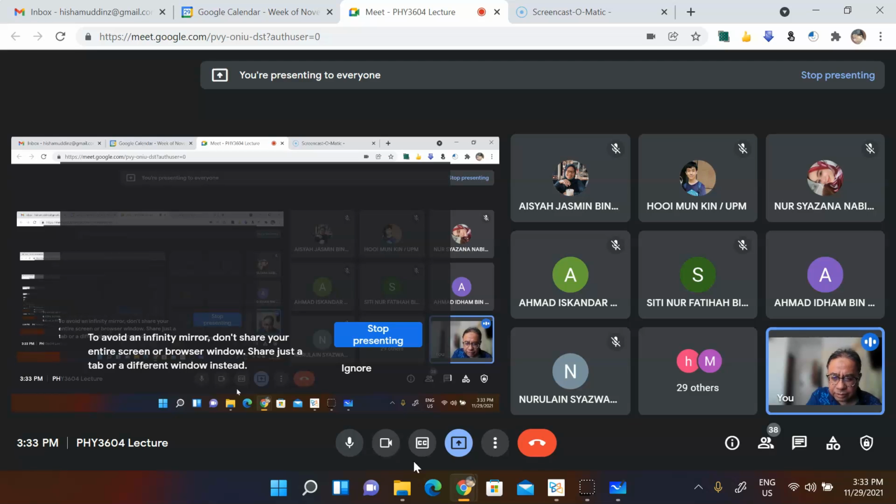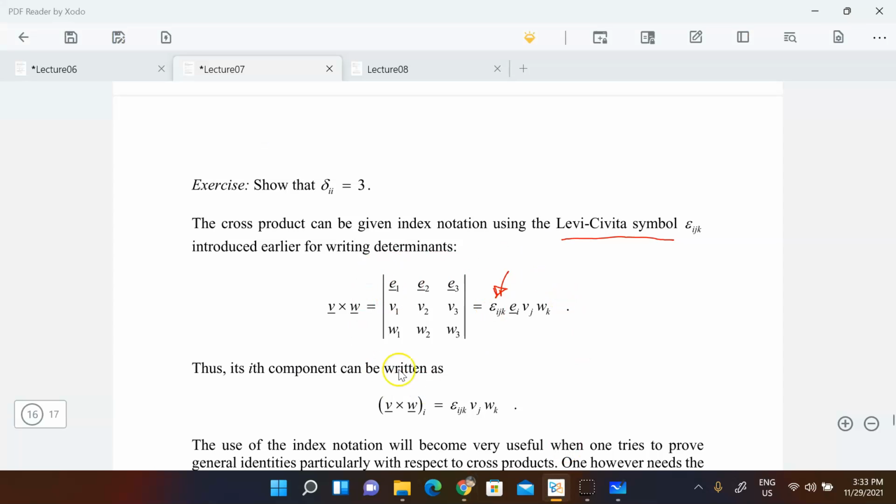I think I have, at least in the determinant, when we talk about the determinant, right? So we have introduced the Levi-Civita symbol. Here the Levi-Civita symbol is also related to the determinant, because you have this determinant of V cross W. But now your epsilon ijk is associated with your cross product.